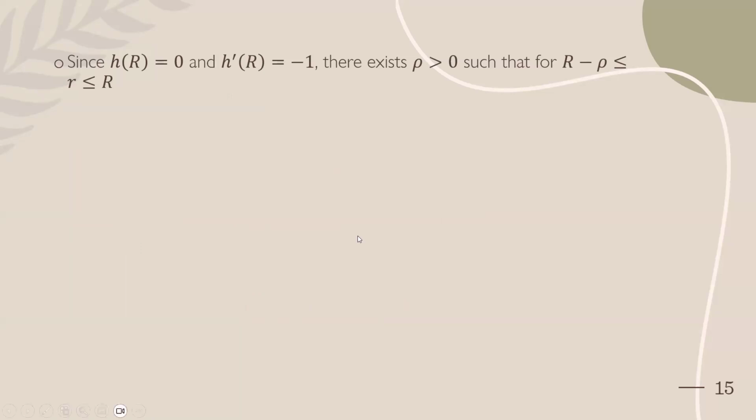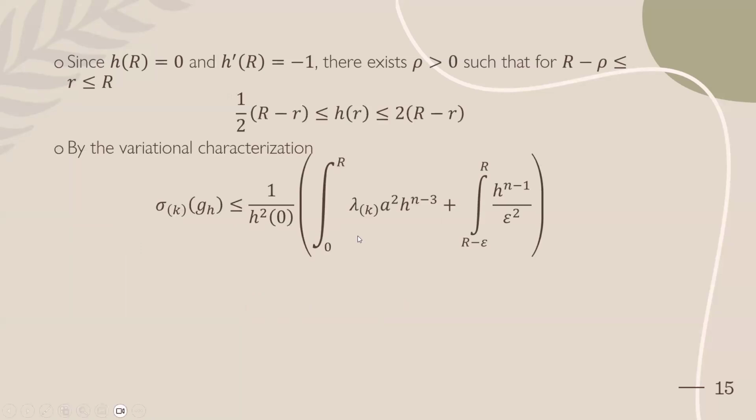Now, I will just show everything. Okay. So if I use my test function in the variational characterization, what I will be obtaining is that sigma k is bounded above by the following integral. So in order to obtain an upper bound, I need to bound h somehow.